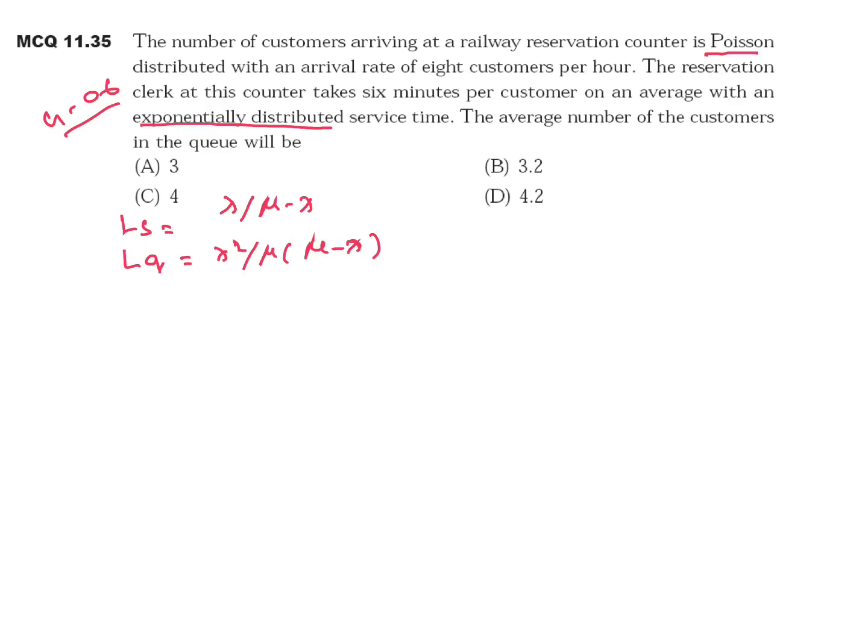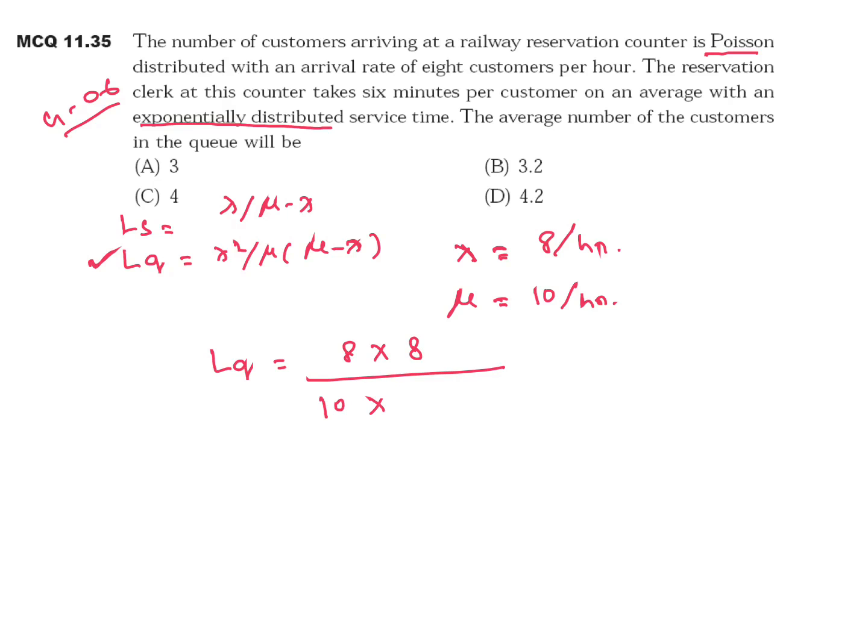So the length of queue we have to calculate. Lq is lambda square divided by mu into mu minus lambda. Lambda, the arrival rate, is 8 customers per hour. Then the service rate is 6 minutes per customer, so per hour 10 customers per hour. Put in the formula and you will get your answer. 8 into 8 divided by 10 into 10 minus 8, which is 2. That is 16 by 5, 3 point something. So B is the answer.